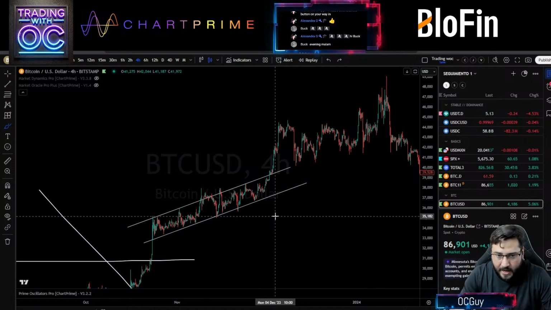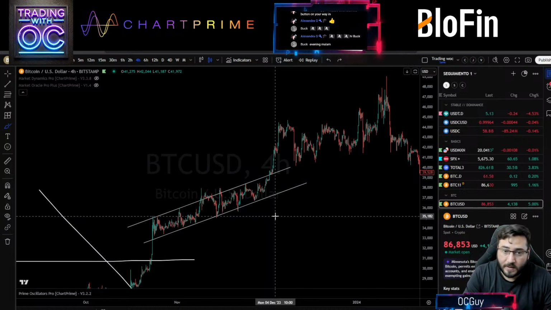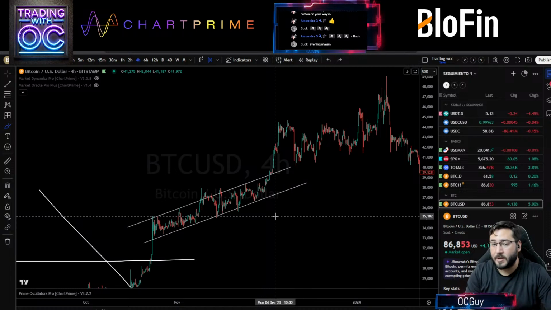Today in the Chart Prime Discord, somebody asked me, hey OC, what tools do I use to measure trend strength? And I told him, you know what, there are a lot of tools, right? Even a trend line used in a certain way can help you understand the strength of a trend, right?